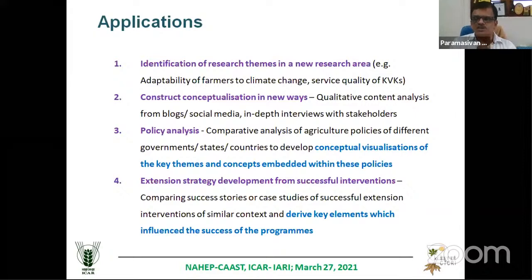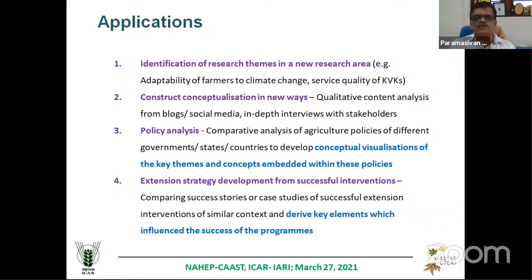So the applications of thematic analysis are not only in impact assessment but in several other cases: identification of research themes in a new research area, and quantifying the impact indicators. Like I said, some indicators may emerge out of your research, like the liming concept in the case of the training program, as well as the precariat labor group, because thematic analysis will come out with a new and different impact indicator, and construct conceptualization in new ways. Like I said in qualitative analysis, you can also use thematic analysis for policy analysis.